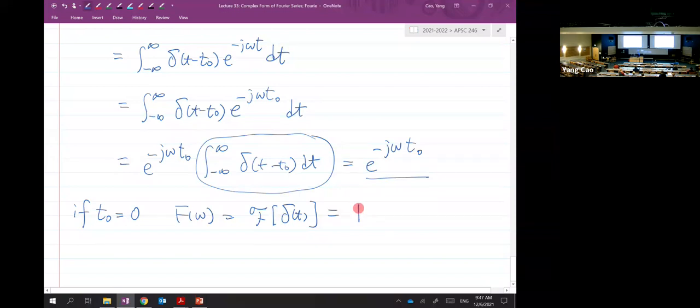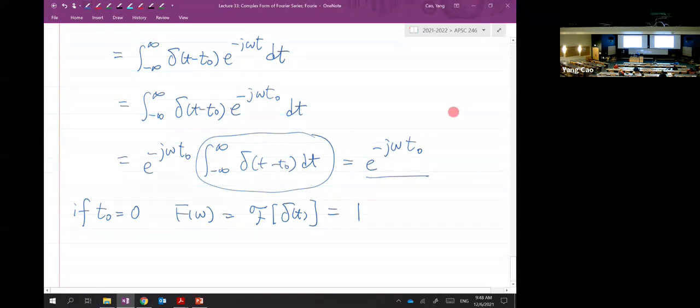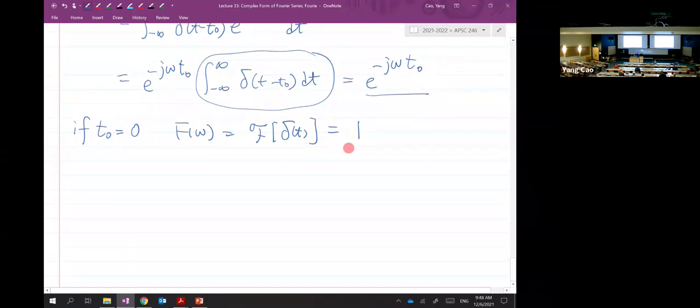So the Fourier transform of the impulse function delta t is 1. If you look at the table for the Laplace transform of delta t, it is also 1, right? So this actually reveals quite a bit of information. Basically, the Fourier transform of the impulse function is a constant 1.